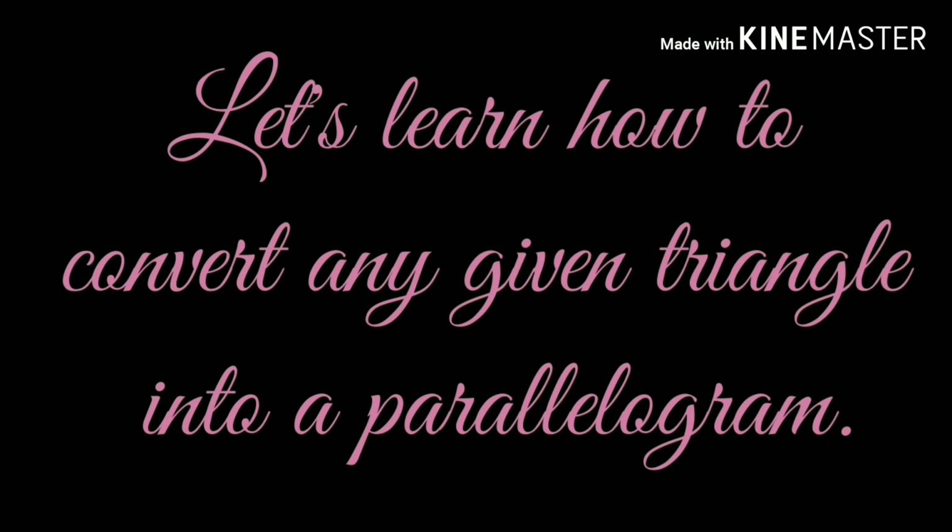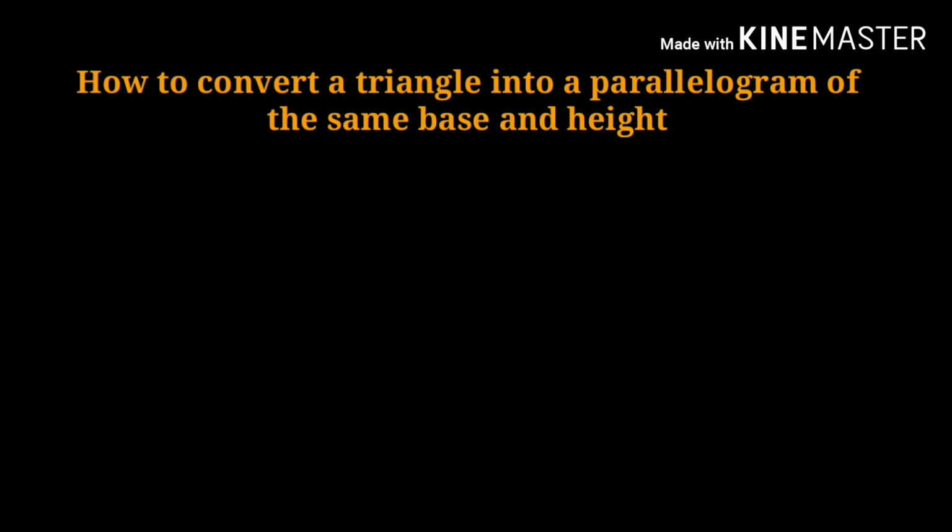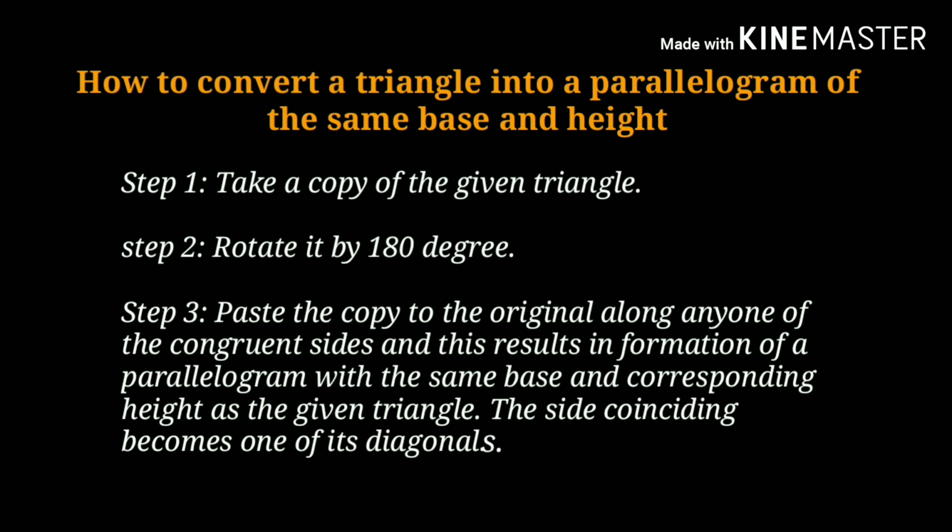Now let's learn how to convert any given triangle into a parallelogram. How to convert a triangle into a parallelogram of the same base and height. Step 1. Take a copy of the given triangle. Step 2. Rotate it by 180 degrees. Step 3. Paste the copy to the original along any one of the congruent sides, and this results in the formation of a parallelogram. The coinciding sides become one of its diagonals.